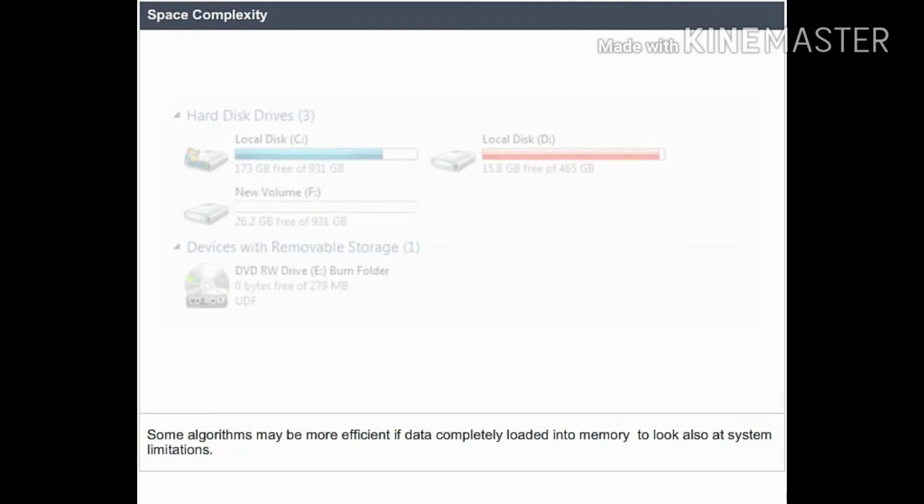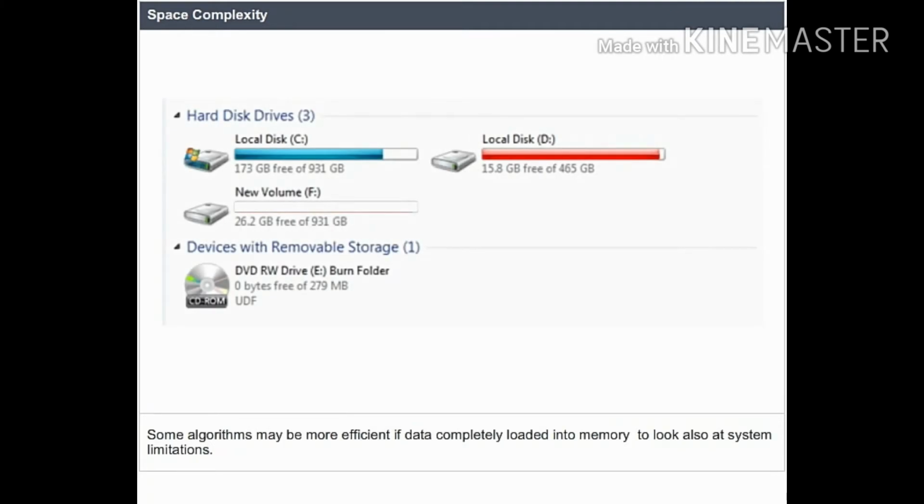Some algorithms may be more efficient if data is completely loaded into memory. We need to look also at system limitations. Example: classify 2 GB of text into various categories: politics, tourism, sport, natural disasters, etc. Can I afford to load the entire collection?